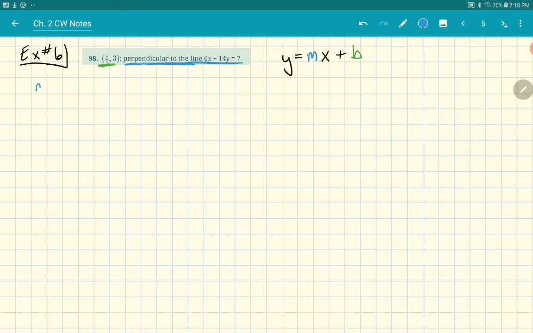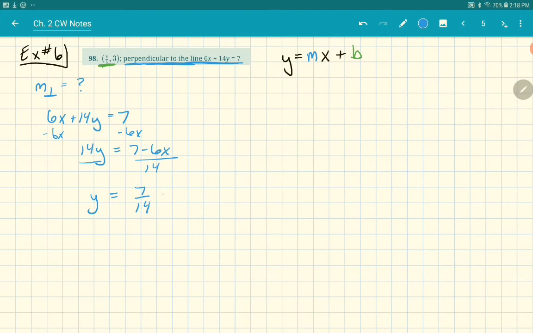The perpendicular line has the slope of what? I don't know yet because that is not in y equals mx plus b form. So let's convert that so it's easier to read. I get 6x plus 14y equals 7. I'm going to solve for y to get into y equals mx plus b form. So subtract 6x from both sides, and I get 14y equals 7 minus 6x. And then divide both sides by 14. I get y equals 7 over 14 minus 6x over 14.